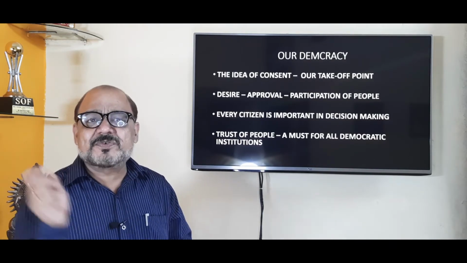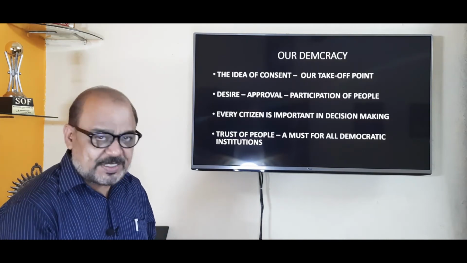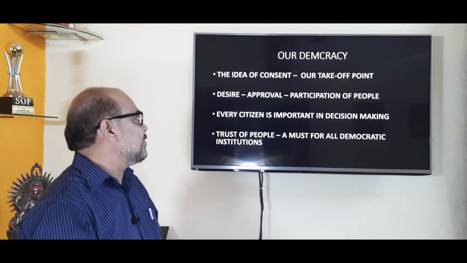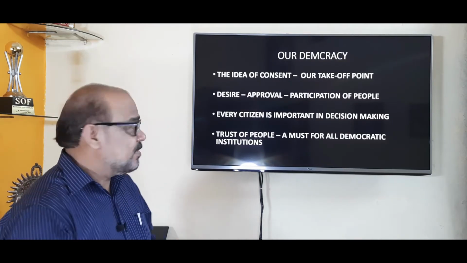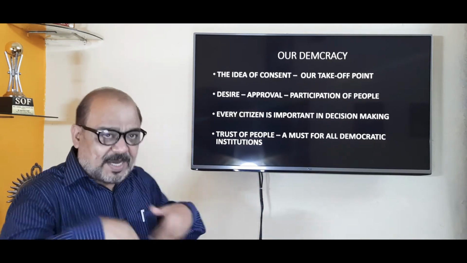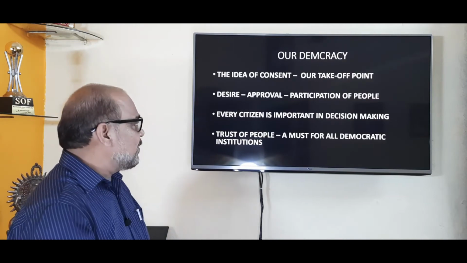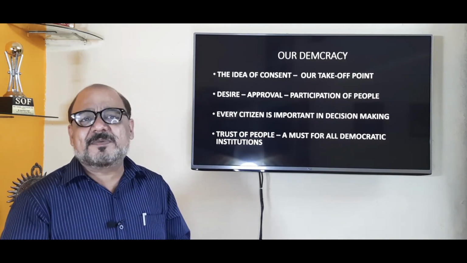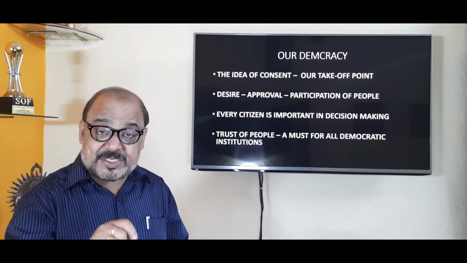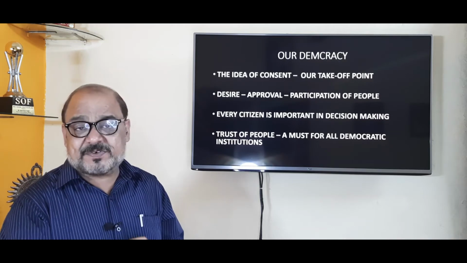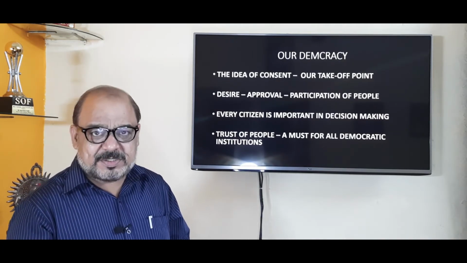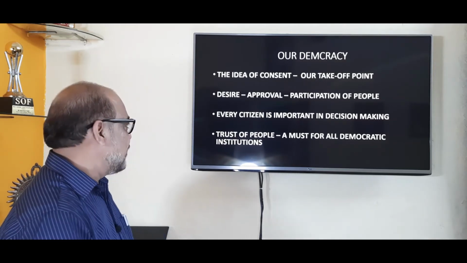One person, one vote, one value, universal adult franchise. Desire, approval, participation of people. Number 2, desire, approval, participation of people. Desire of the people, approval of the people, participation of the people in decision making, in taking decisions. Decisions are taken with a lot of time after so many discussions, so many debates. But the decisions are often very correct in democracy.